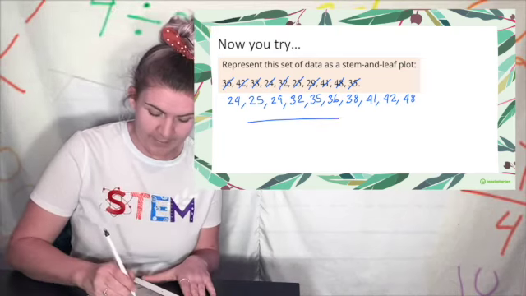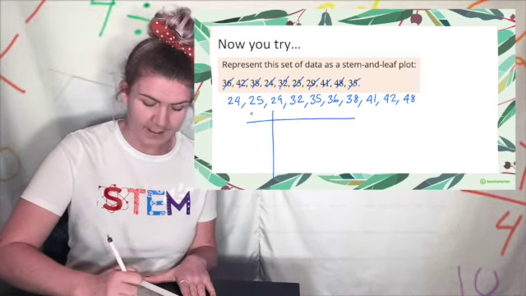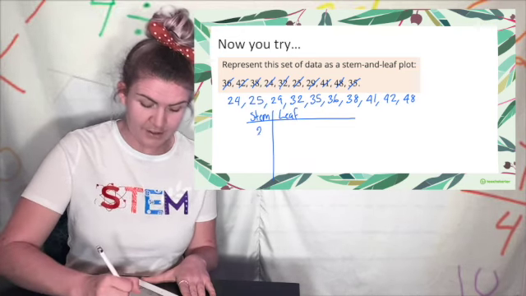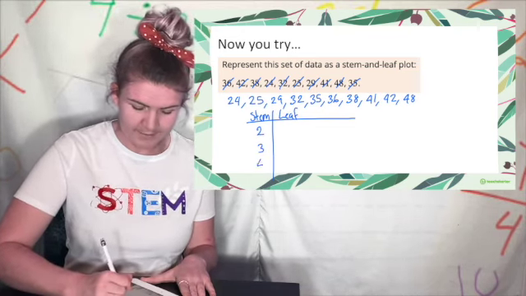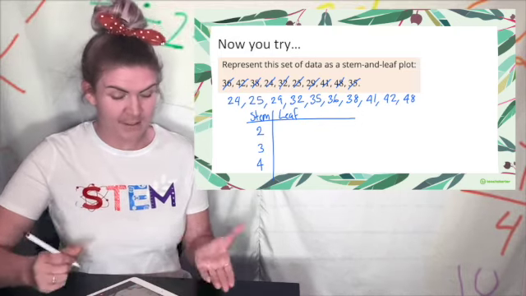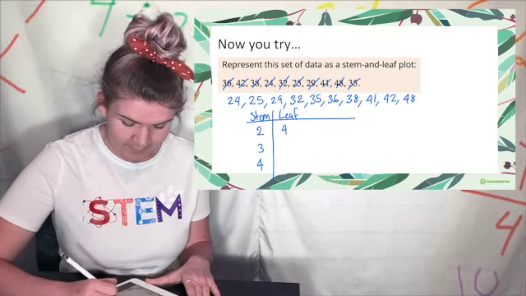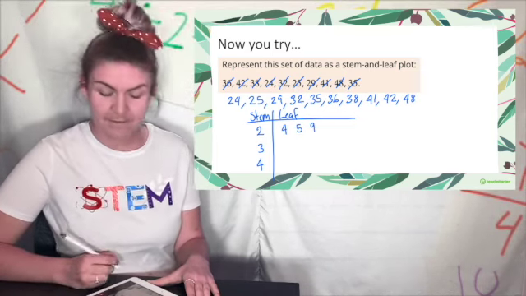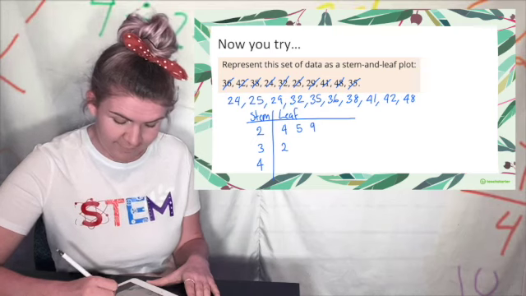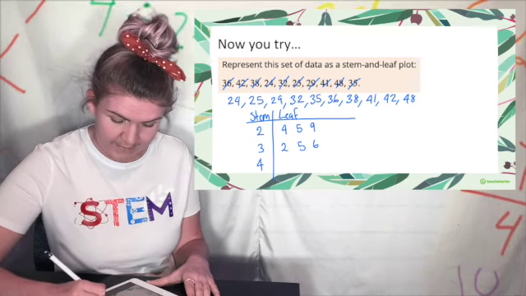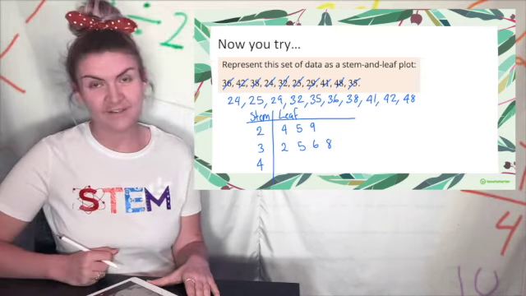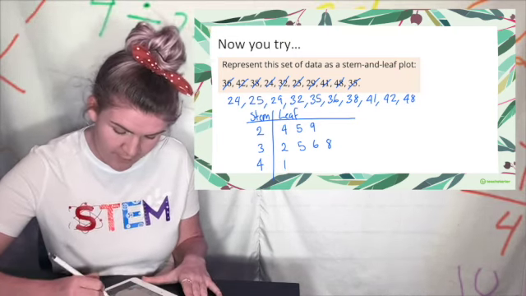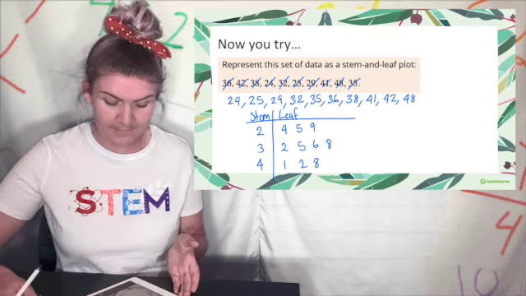I'm going to draw up my line, usually would be with a nice ruler, and I'm going to write stem and leaf, starting with my first stem, which is 2, and moving down until my last one, which is 4. I'm going to start with the stem of 2, and I've got the numbers 4, 5, and 9. Next, I'm doing my stem of 3, which I have the leaves of 2, 5, 6, and 8. And lastly, I have the stem of 4, which I have 1, 2, and 8.